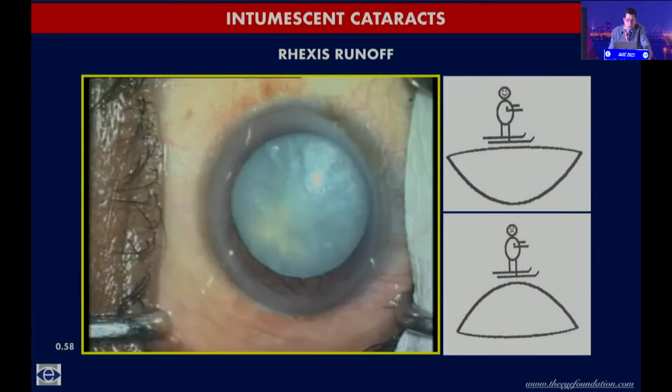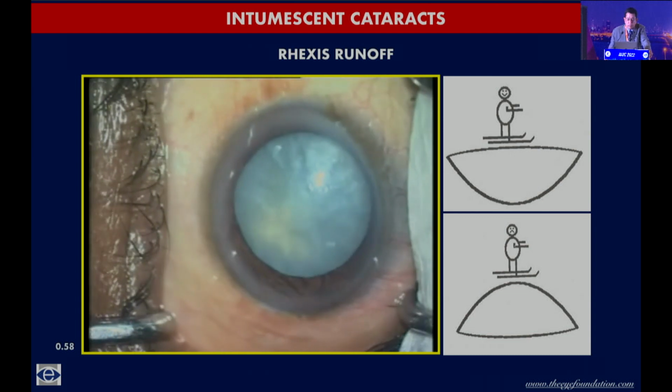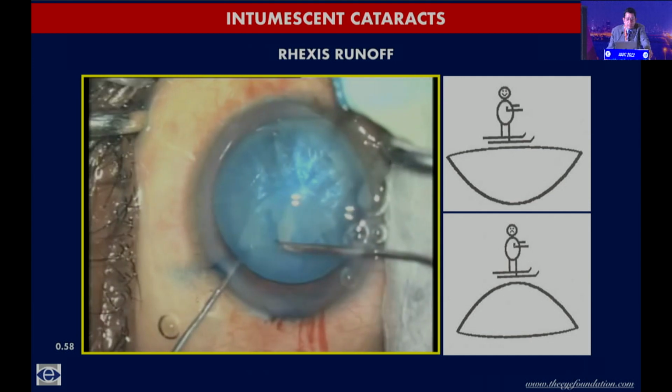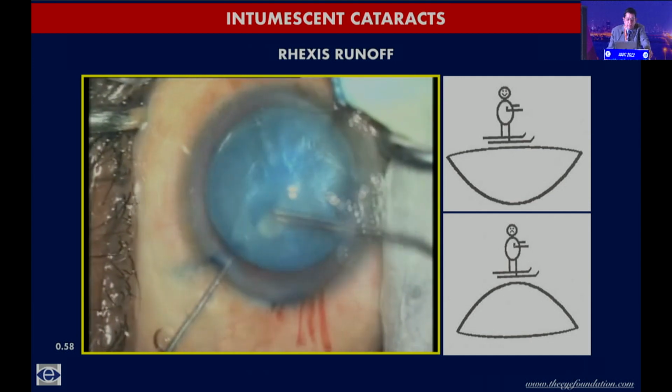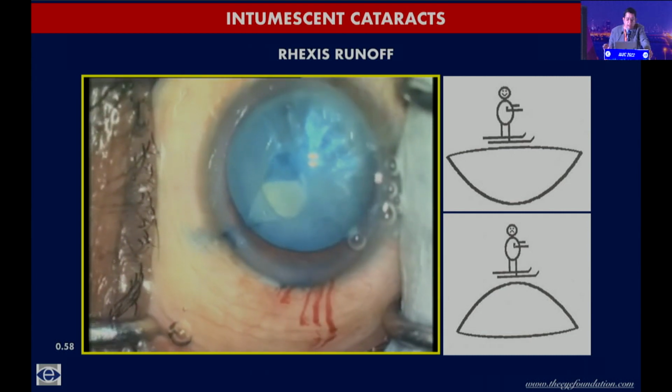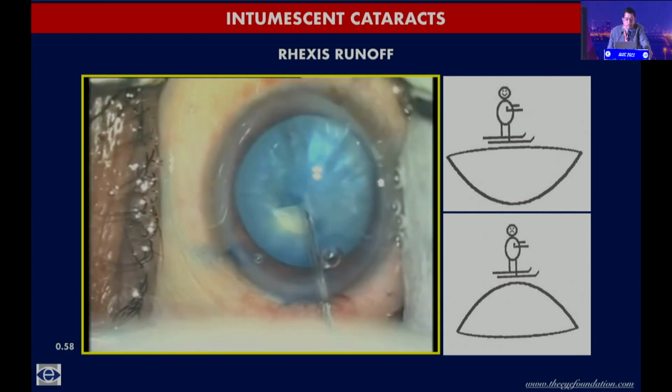Let's look at another situation. This is a fairly old video of mine, but it explains a certain concept quite nicely, in the sense that it's not over till it's completely done. And in this case of capsular rhexis, as you can see, the idea is to keep the anterior surface of the capsule totally flat.